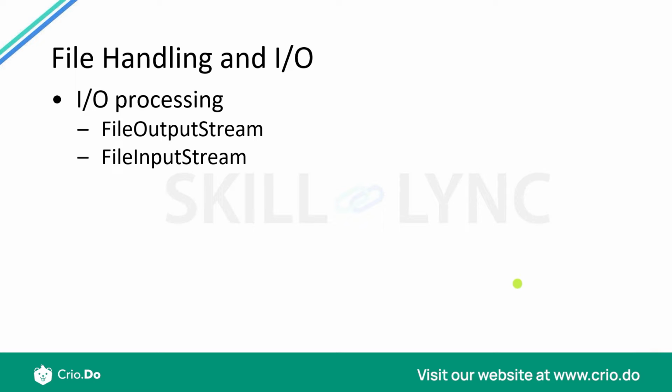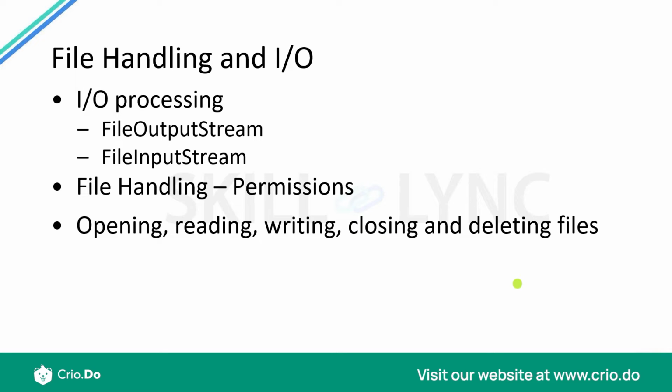Java would take line by line the stream of information from the file and then also output line by line into some particular file. That's how it works. We will also see how we could check the permissions and change the permissions in files. We would also see how we could open files, read files, write to files. We could close files and delete files.